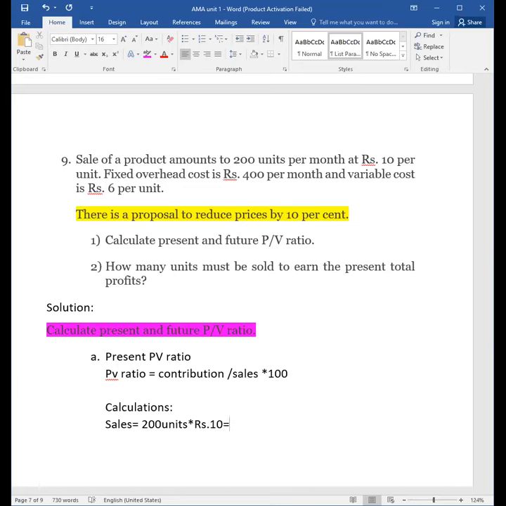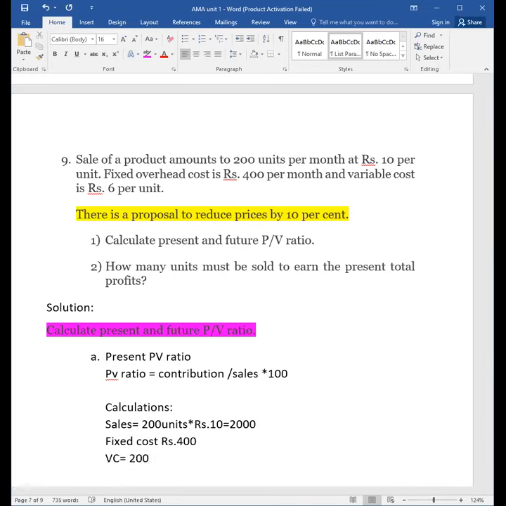how much? 200 units you are selling in a month. Each costs 10 rupees. So this amounts to your sales, 2,000. Next, the fixed cost is given directly. Always the fixed cost is given directly. So fixed cost is going to be rupees 400. Next you have the variable cost.